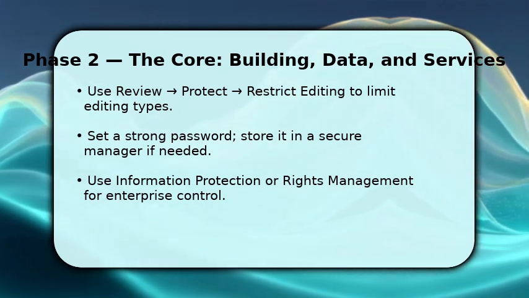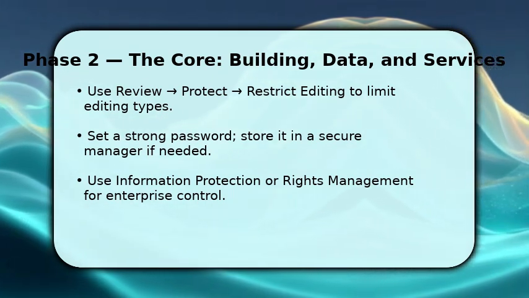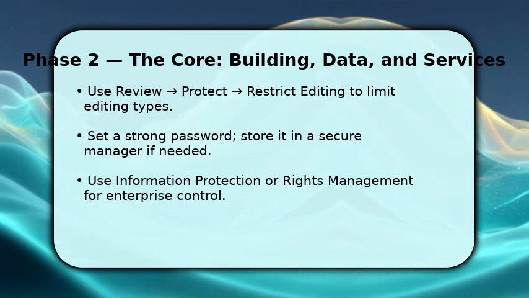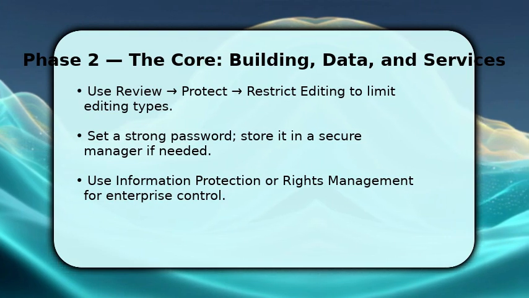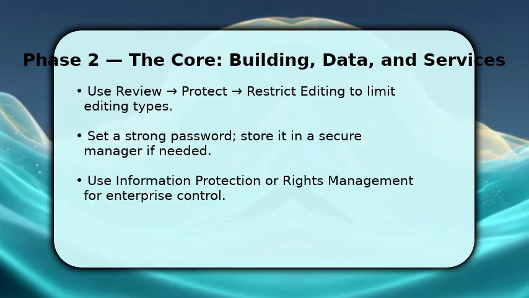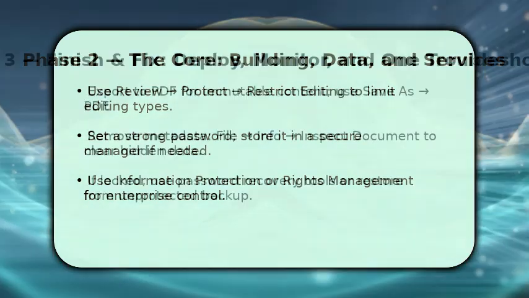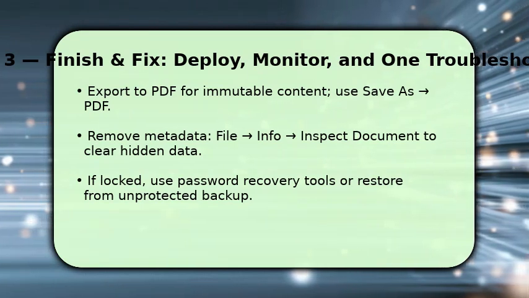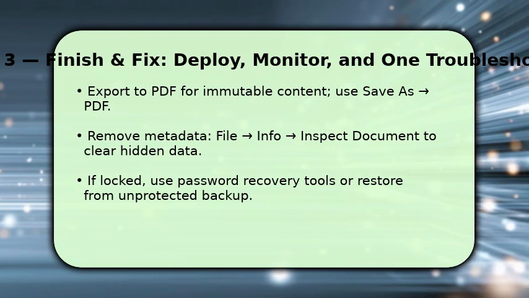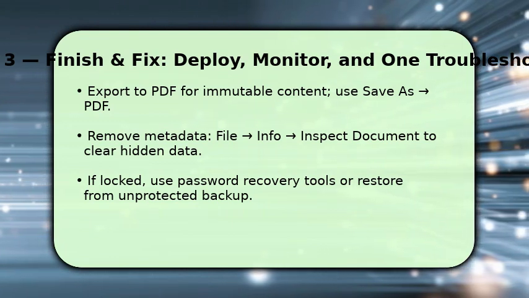If you're in an enterprise, enable information protection or rights management so permissions follow the file. Finally, test by opening a copy, and you finish by choosing the final delivery format. Export to PDF for a truly non-editable version, or keep a protected docx if you need control.